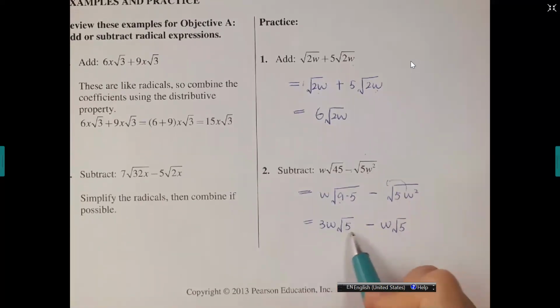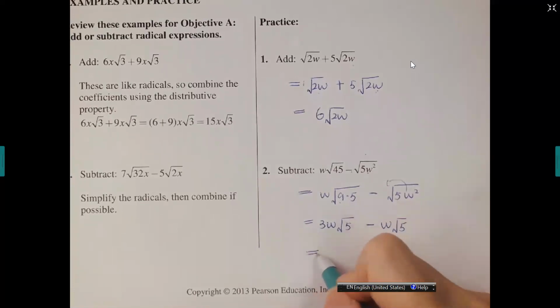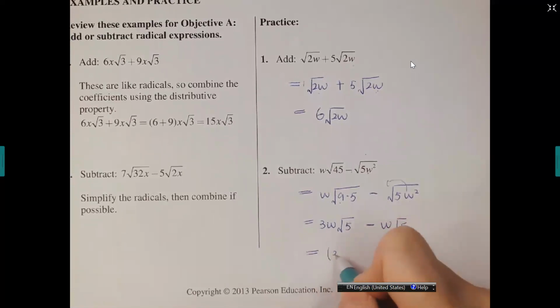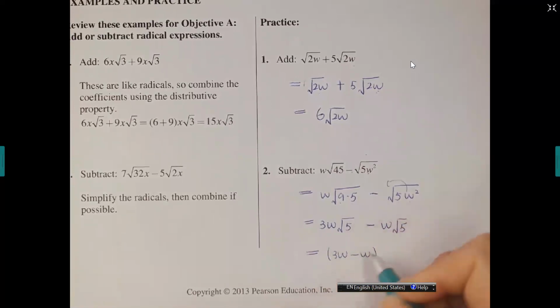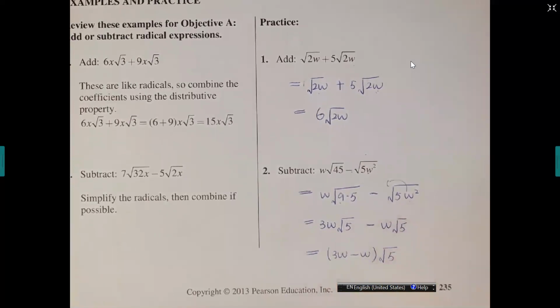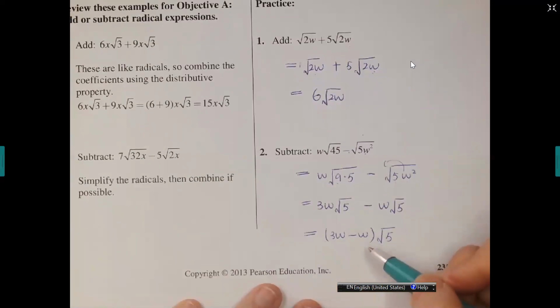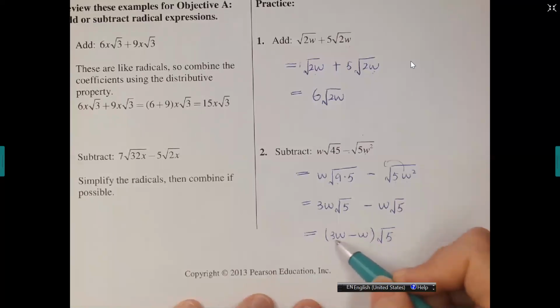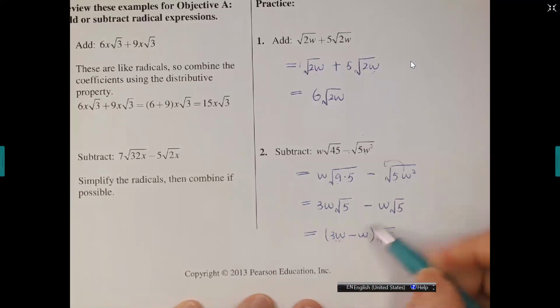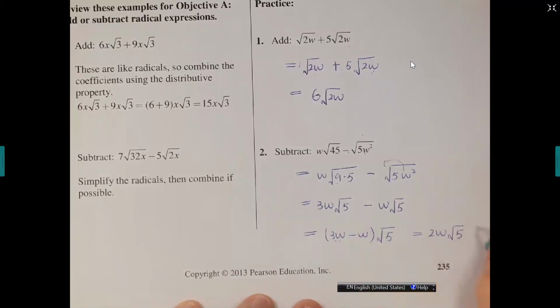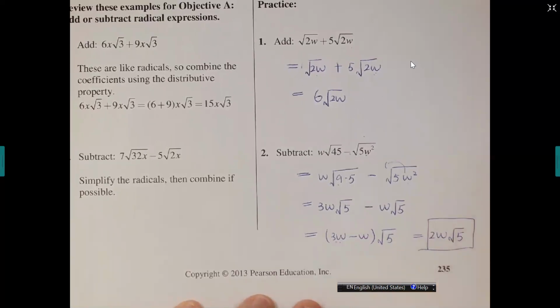Now we see, are they like terms? Yes, they are like terms. We'll keep the radical part, combine the coefficient. What are the coefficients? 3w minus w, that's the coefficient, followed by radical 5. And can we stop here? No, because we can continue to simplify the coefficient. 3w minus w equals 2w, radical 5. That will be the final answer.